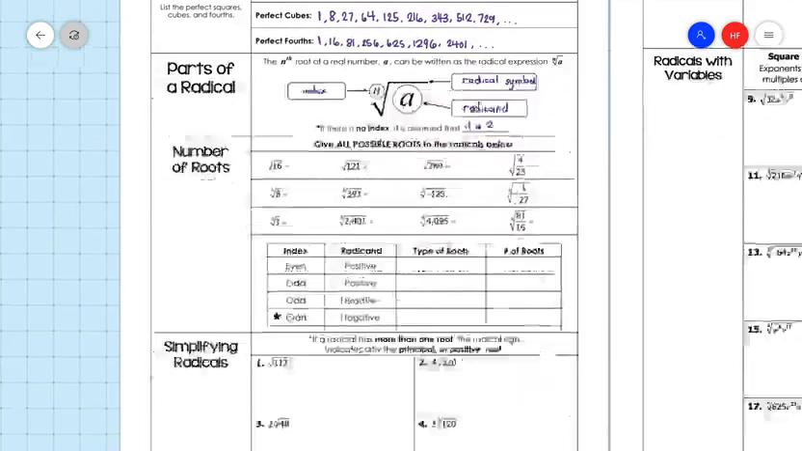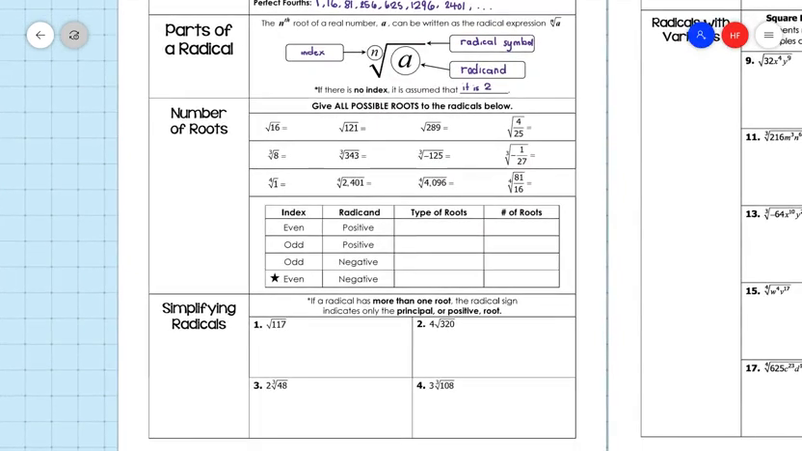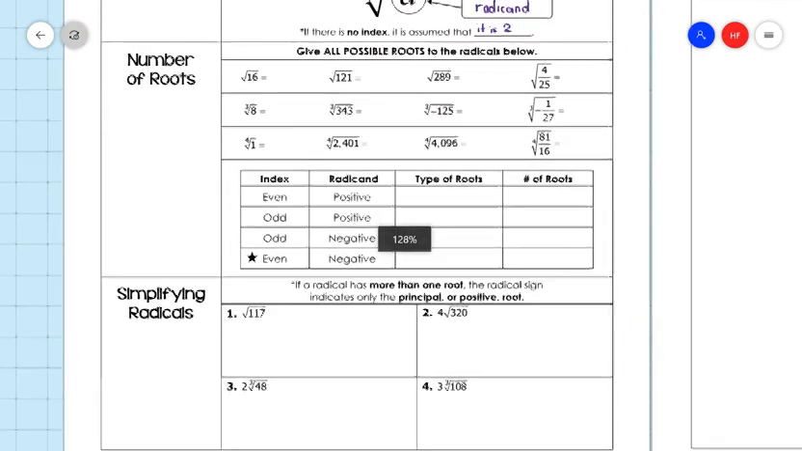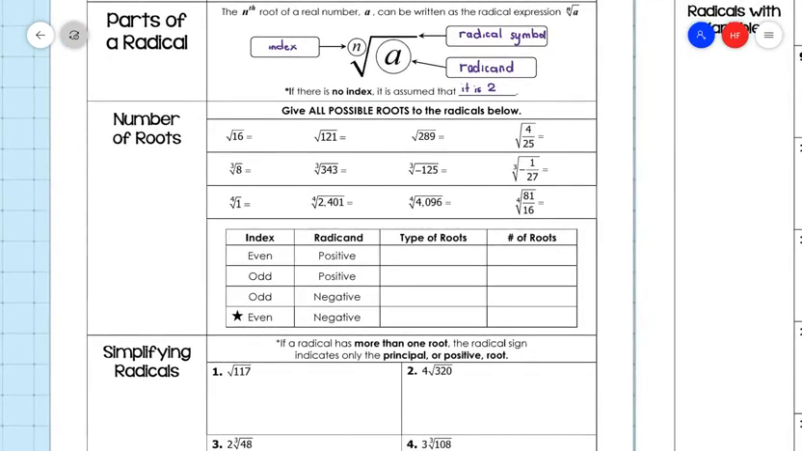Then on the next part, we're going to give the total number of possible roots. So whenever it says give all possible roots, that means the positive ones and the negative ones. So if we're taking the square root of 16, I can get a positive or a negative 4. Square root of 121, I can get a positive or negative 11. 289, we can get positive or negative 17.